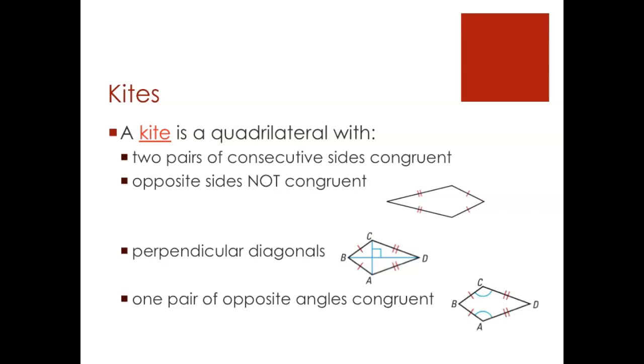So today we've talked about quadrilaterals, we talked about parallelograms, and we talked about 3 different types of parallelograms. And then we stopped talking about parallelograms and moved to quadrilaterals that are not parallelograms. So we talked about trapezoids, we talked about isosceles trapezoids, and we talked about kites.